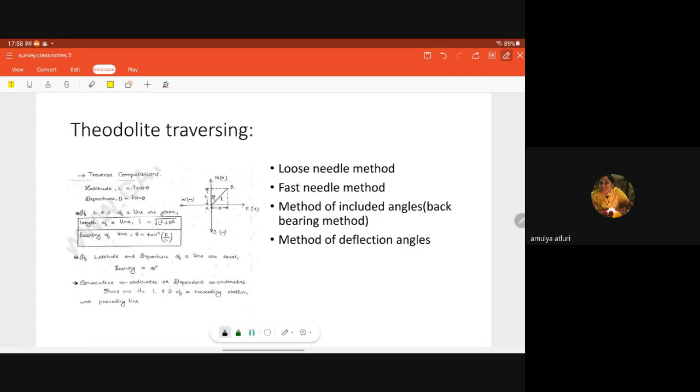Next, fast needle method. The north direction will be established separately by prismatic compass and the bearings are measured here. It is more accurate than loose needle method. Okay. Here the north direction is always fixed externally, established separately by prismatic compass.